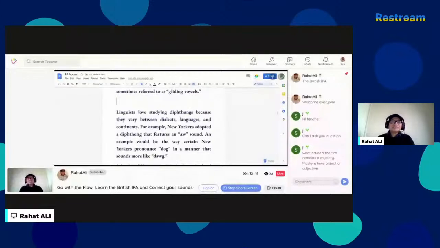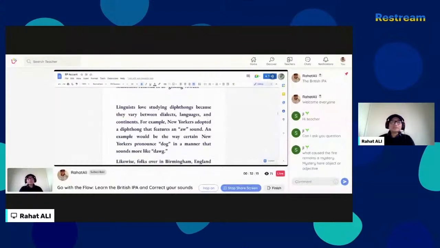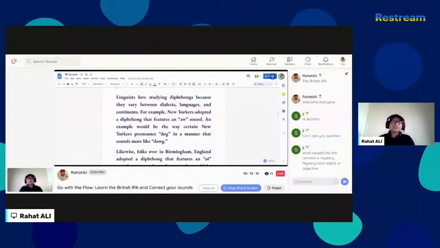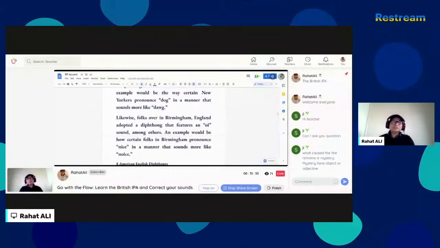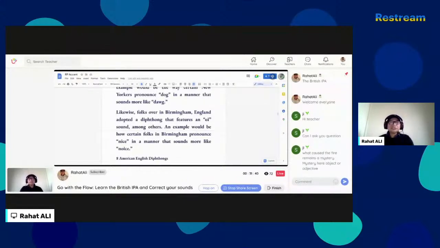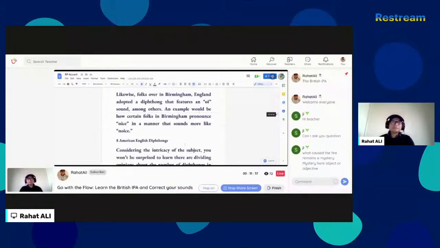Linguists love studying diphthongs because they vary between dialects, languages, and continents. For example, New Yorkers adopted a diphthong that features an ow sound. An example would be the way certain New Yorkers pronounce dog, in a manner that sounds like dog. Likewise, folks over in Birmingham, the Brummie section of England, adopted a diphthong that features an OA-like sound, among others. An example would be nice, in Birmingham pronounced like noise. That's right. They don't say nice, they say noise.